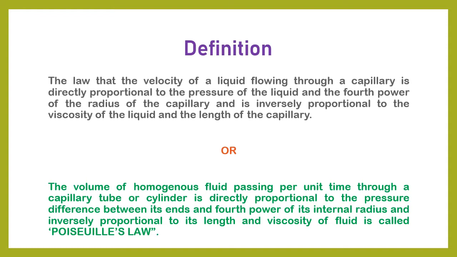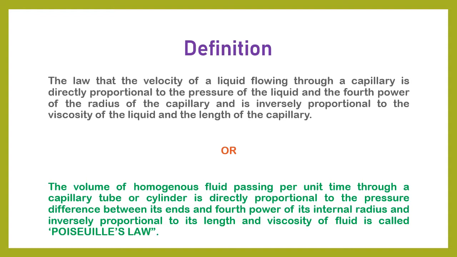The law states that the velocity of a liquid flowing through a capillary tube or pipe is directly proportional to the pressure of the liquid and the fourth power of the radius of the capillary or the pipe, and is inversely proportional to the viscosity of the liquid and the length of the capillary.